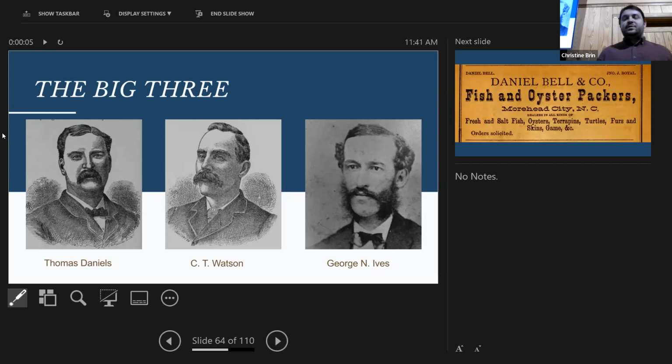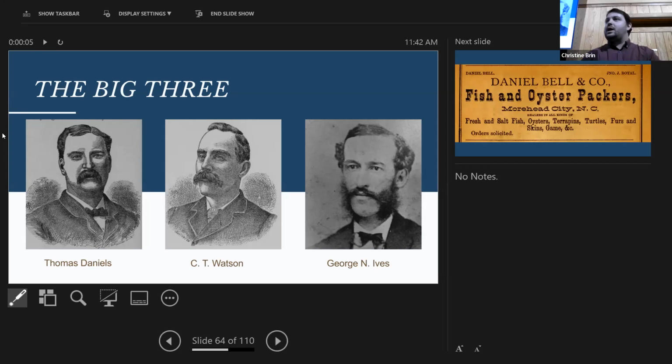Something kind of interesting is he goes into business in New Bern with Charles Watson, pictured here. Charles Watson was an officer in a Confederate artillery unit. And together, it's sort of an odd couple. You've got this Union infantryman partnering up with this Confederate officer after the war, and they just become wildly successful.